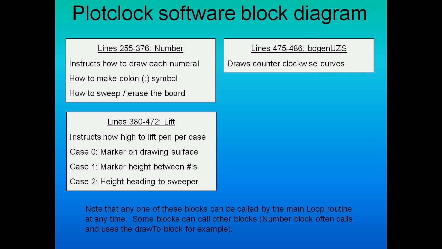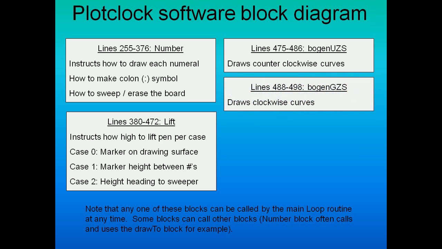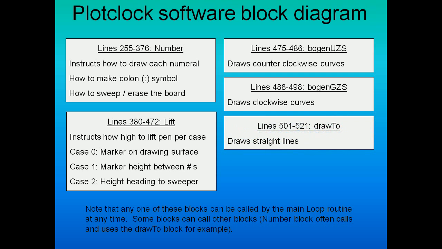This has a bit of a German acronym that I didn't figure out what it stands for, but it basically means it's going to be called on anytime a counterclockwise curve needs to be drawn. So that's what that block is used for. Conversely, you have lines 488 to 498, which does just the opposite. It will draw clockwise curves, so you'll see that in the code. Then in lines 501 to 521, the draw to, that's just when you want to get a straight line drawn, and it'll call that block out.